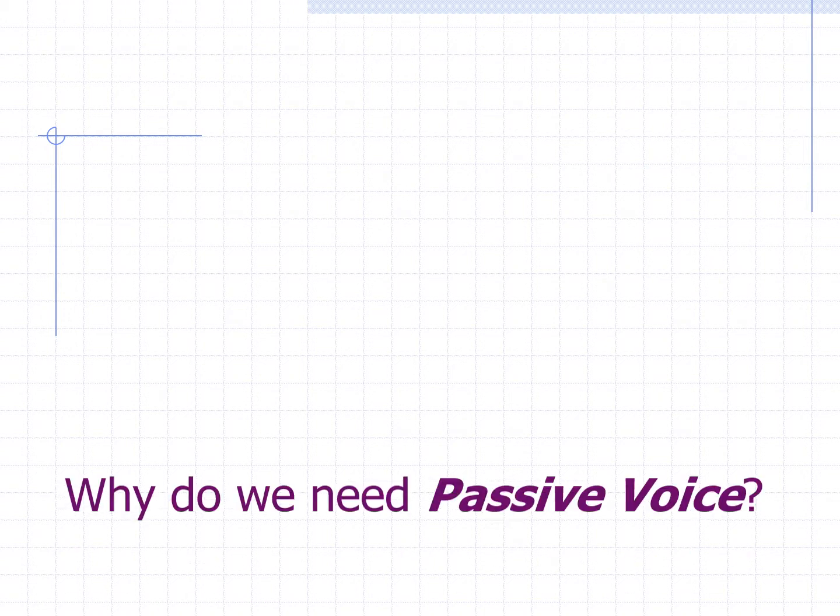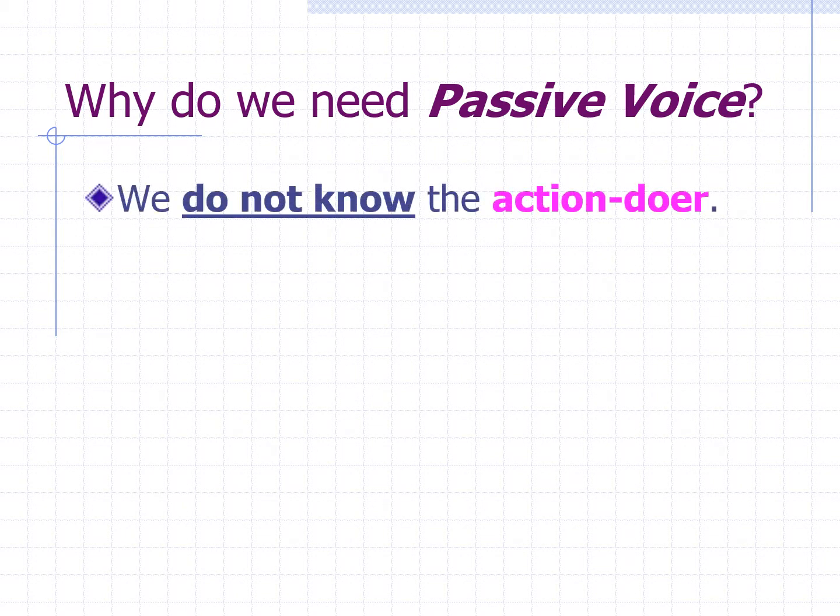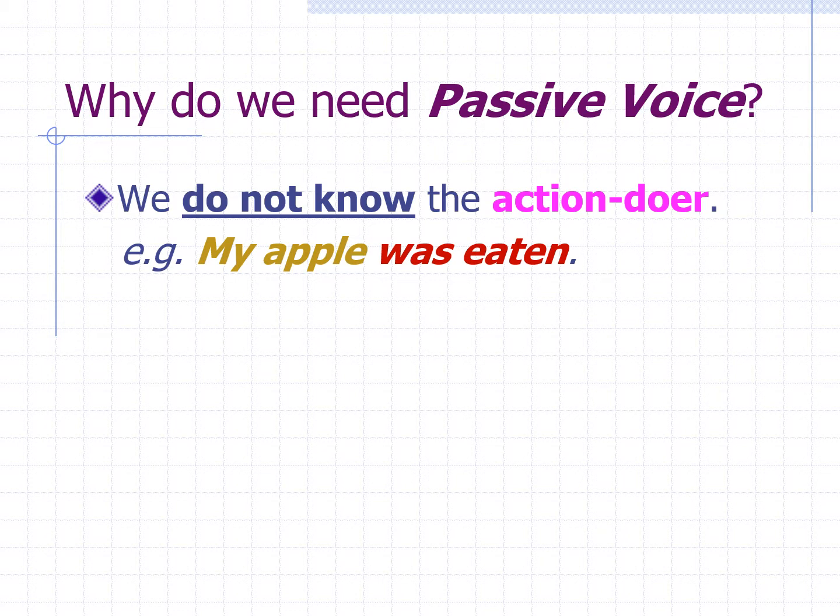You may wonder, why do we need passive voice? Are we teachers making things complicated? Well, actually, no. Passive voice can come in quite handy in some situations. First one, when we don't know who does the action or who the action doer is. For example, in my example just now, my apple was eaten. We don't know who ate my apple, so we can't really put the sentence in active voice. So in this case, passive voice is really useful because we can just tell people my apple was eaten, avoiding mentioning the action doer, which is unknown to me.